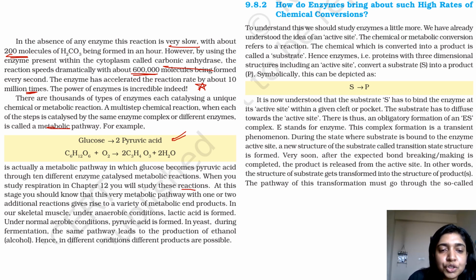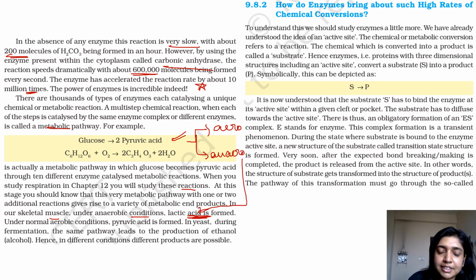At this stage, you should know that this very metabolic pathway, with one or two additional reactions, gives rise to a variety of metabolic end products. In our skeletal muscles, under anaerobic conditions, lactic acid is formed. So after pyruvic acid, it can go to two different steps. One is aerobic respiration, one is anaerobic respiration. If it undergoes anaerobic respiration, it forms lactic acid.